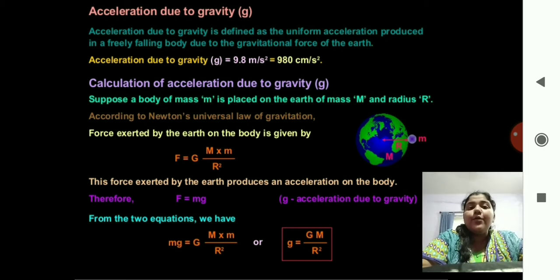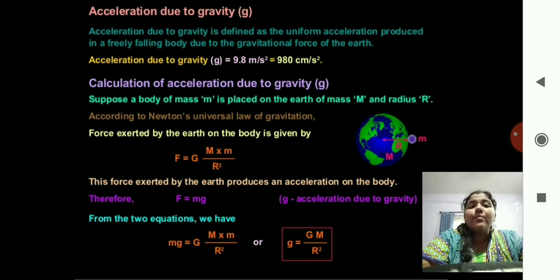What is the value of it? Acceleration due to gravity, small g, is equal to 9.8 meter per second square, or 980 centimeter per second square. This is a very important value you have to remember, that is 9.8 meter per second square. So how to calculate it now? Calculation of acceleration due to gravity.